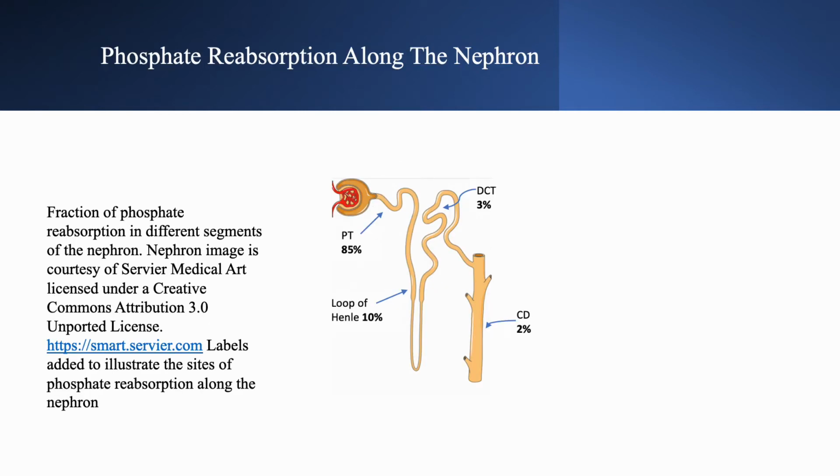Now this diagram summarizes what we talked about. The proximal tubule reabsorbs 85% of the phosphate. The loop of Henle reabsorbs 10%. The distal convoluted tubule 3%. And finally the collecting tubule 2%.